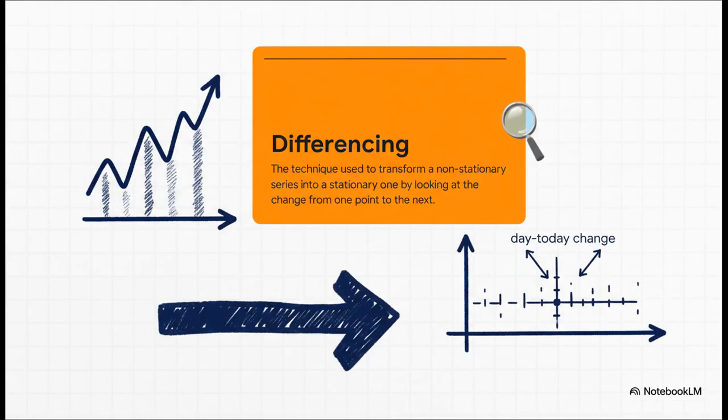So how do we get from that wild, unstable mess to a nice, stable series? Well, the main trick is called differencing, and it's a beautifully simple idea. Instead of looking at the absolute price of a stock, we just look at the change in price from one day to the next. By focusing on the change, we strip out that underlying trend, and boom, what's left behind is often a stable, stationary series we can work with.